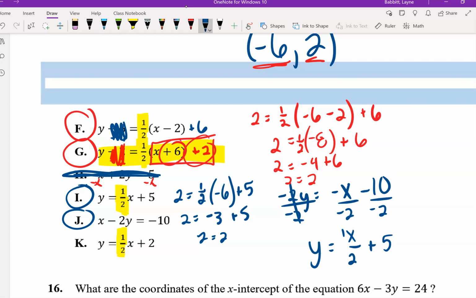And if those are correct answers, then K can't be a correct answer because it's got a different y-intercept. But we can also confirm that if we want. 2 equals 1/2 times negative 6 plus 2. Half of negative 6 is negative 3 plus 2, which would be negative 1, which doesn't equal 2. So that doesn't work. So F, G, I, and J all work.